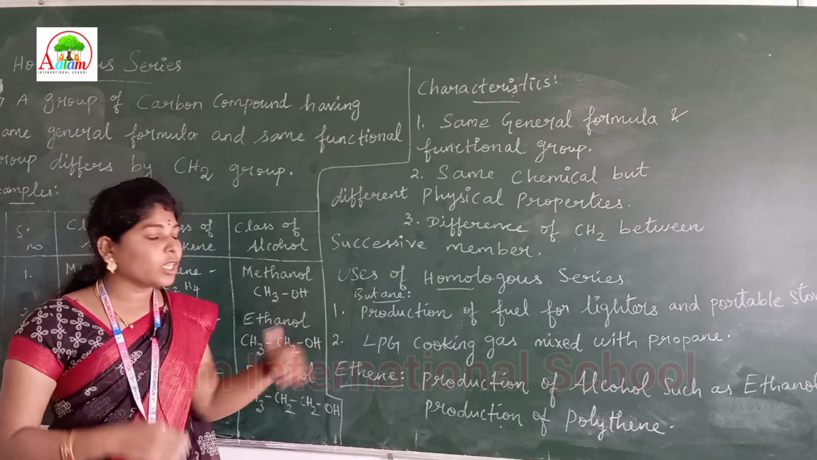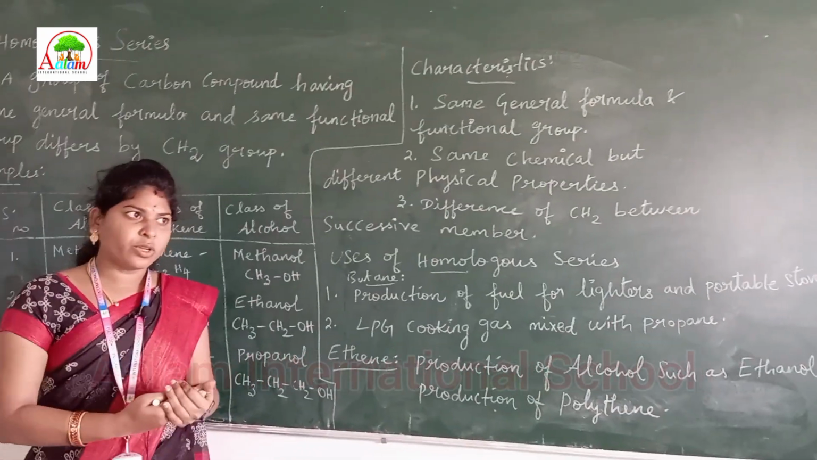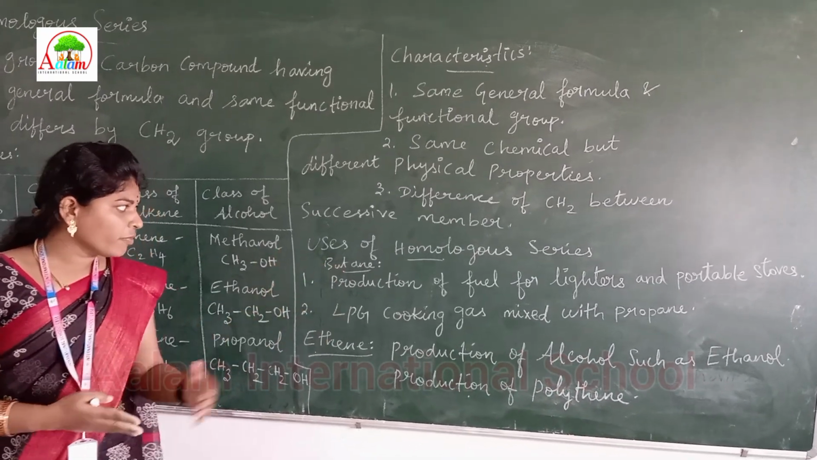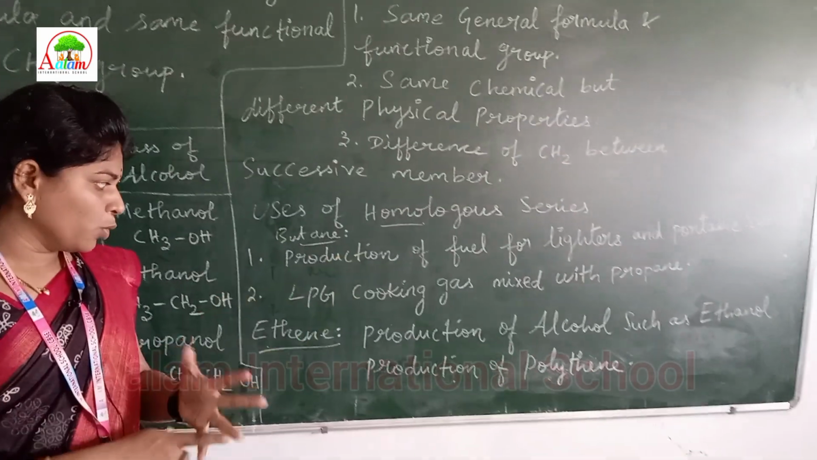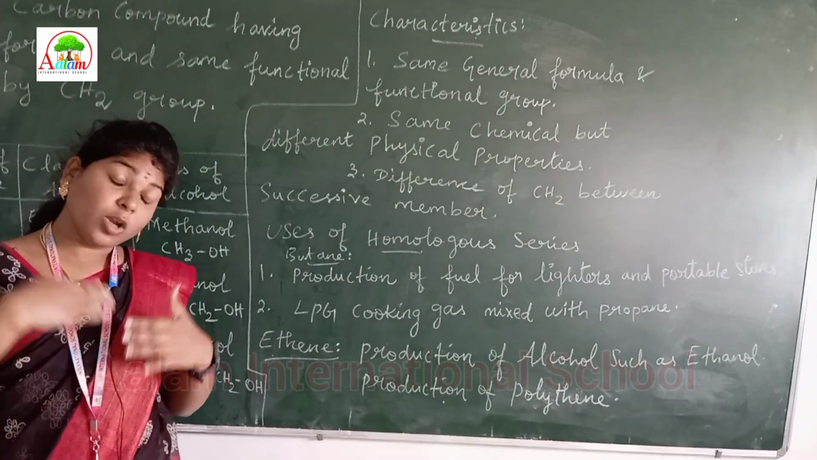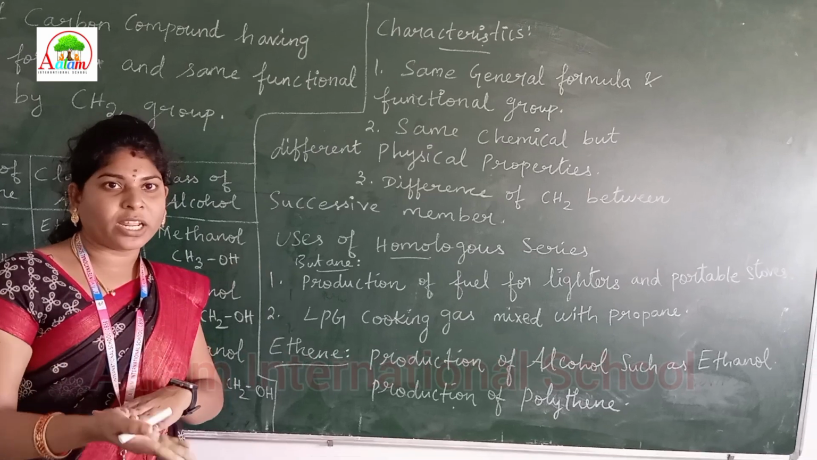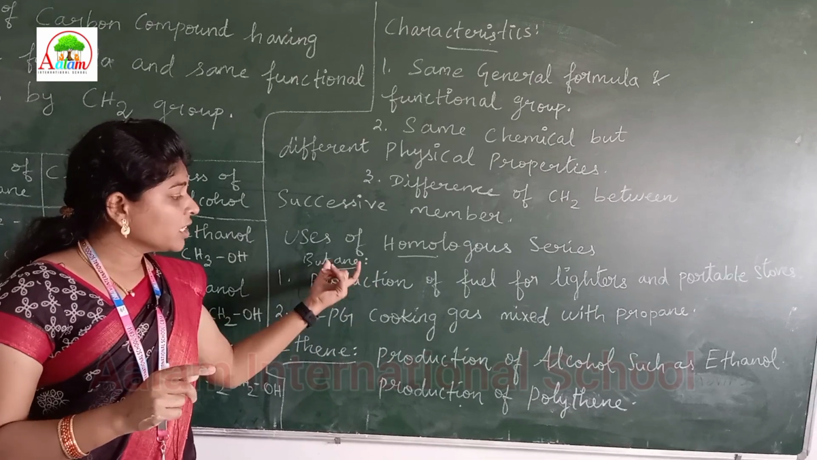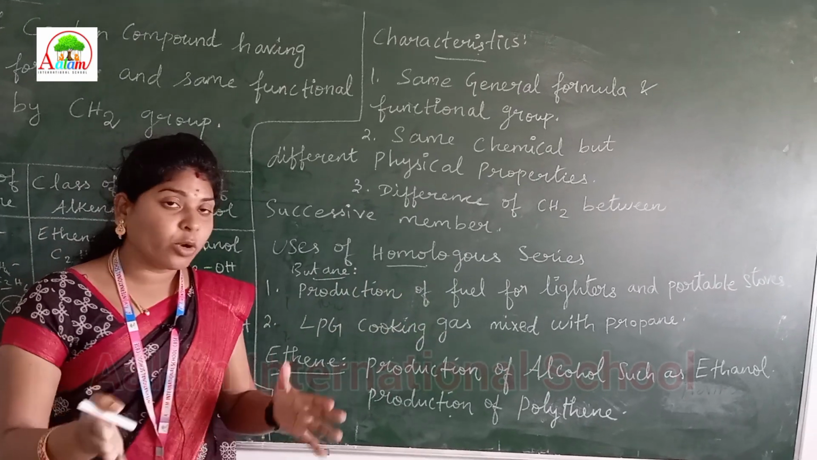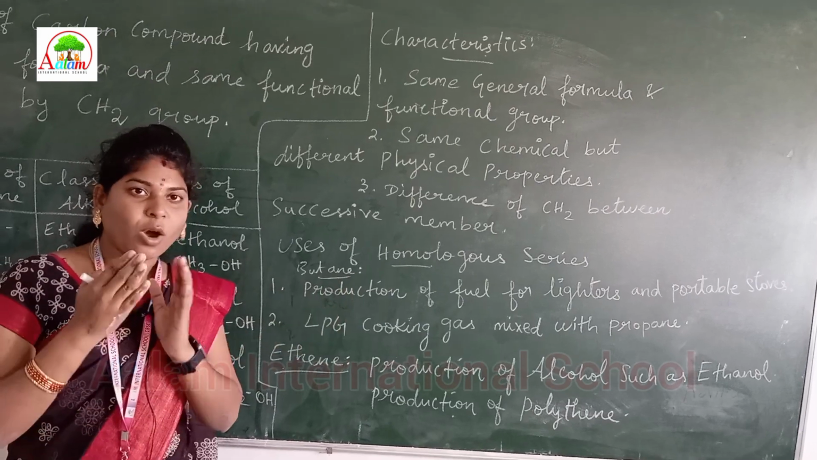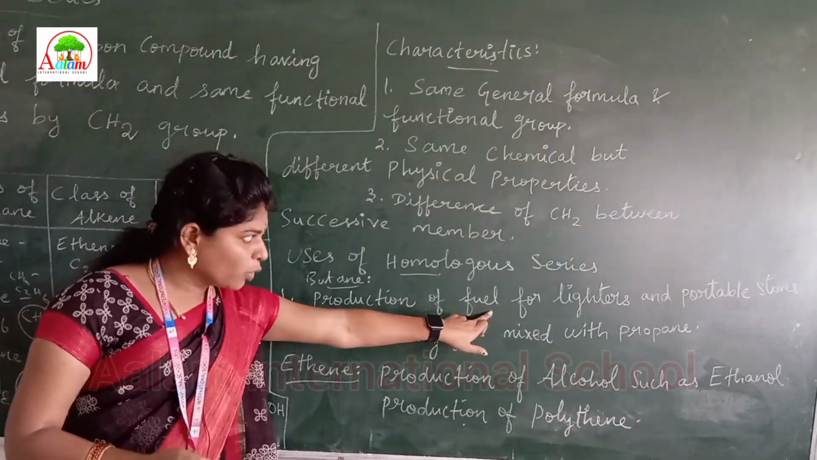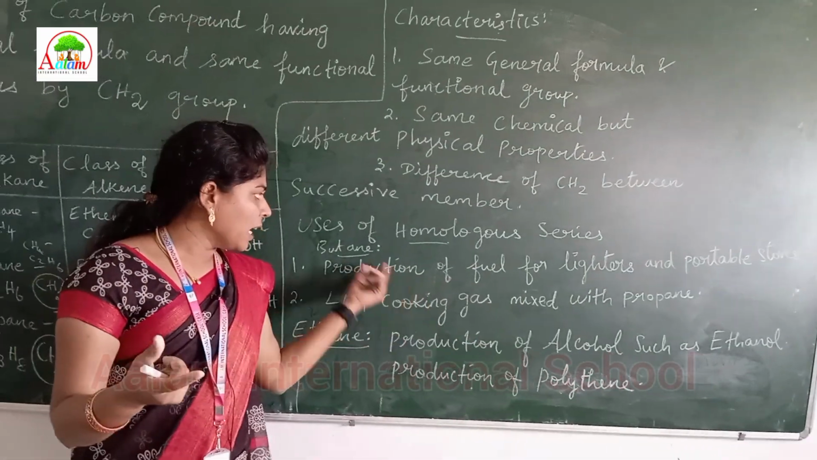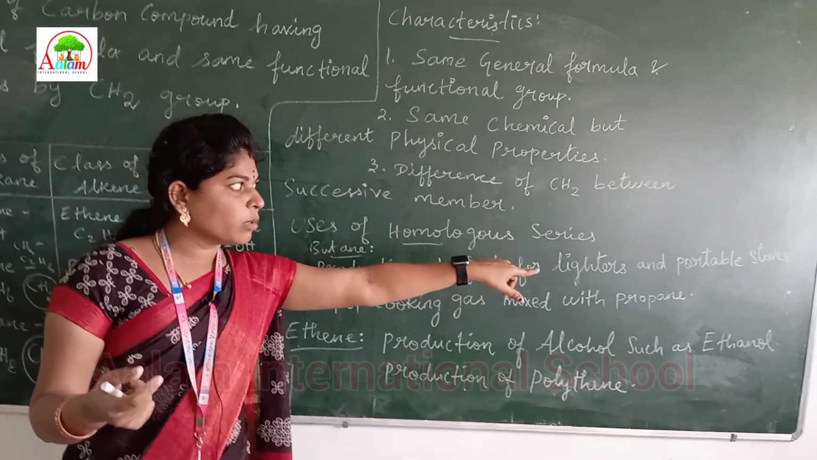Next we are moving into the uses of homologous series. We have to know where the homologous series are applied in our real life. In our real life, I have taken two examples: one is butane and another one is ethene. We have lots of organic compounds we are using in our day-to-day life, but I have taken only two. Butane is used in lighters and portable stoves. Butane is one of the organic compounds, and we are using it as a fuel for lighters. In a lighter, the fuel comes with the help of this butane organic compound, and in portable stoves also.